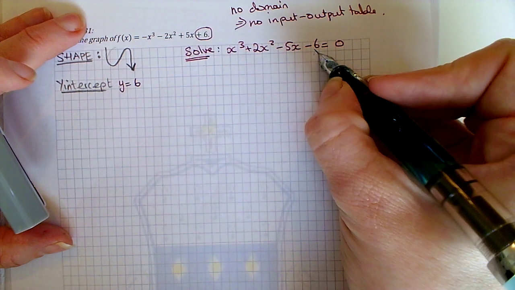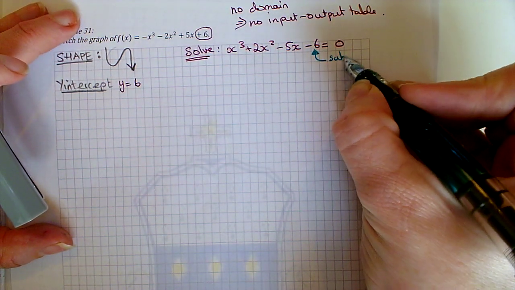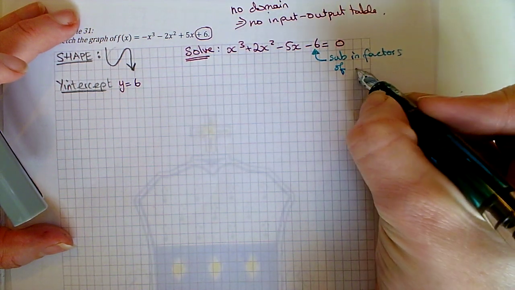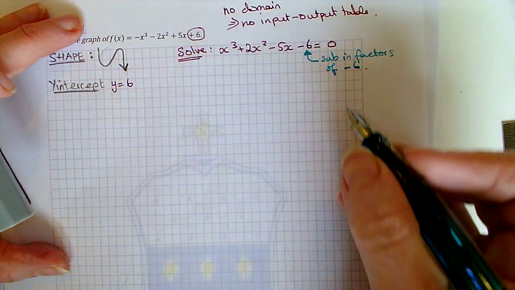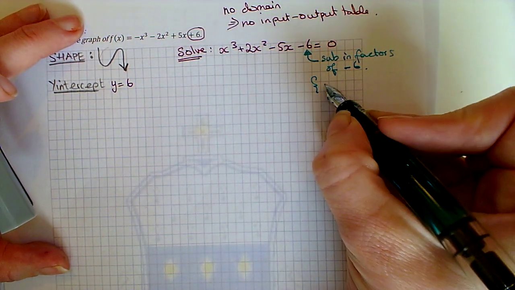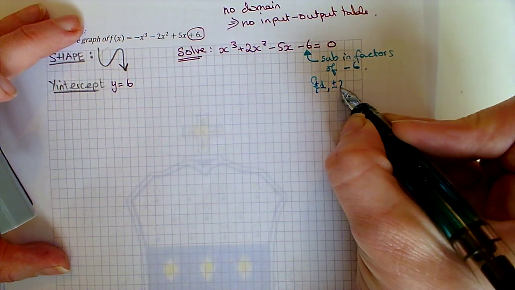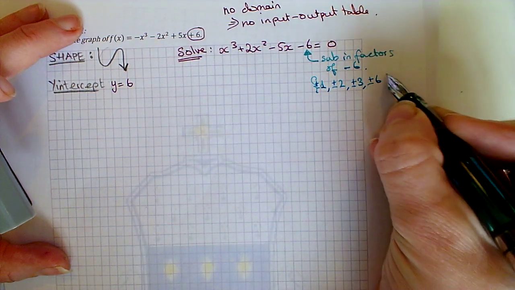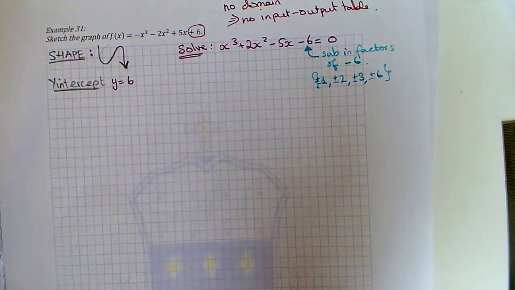Whatever numbers you try must be factors of minus 6. So we sub in factors of minus 6, because if there's an integer factor here, it must divide into the last number. So we're going to try plus or minus 1, plus or minus 2, plus or minus 3, and we can try plus or minus 6 if we don't find it before that. So that's how we limit the options.